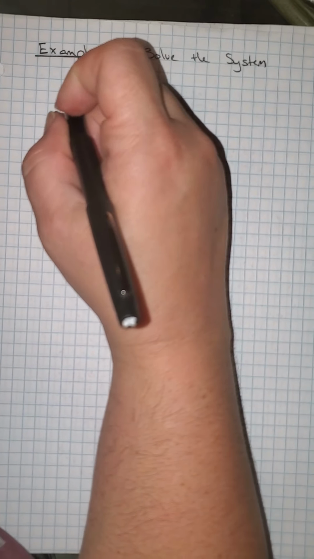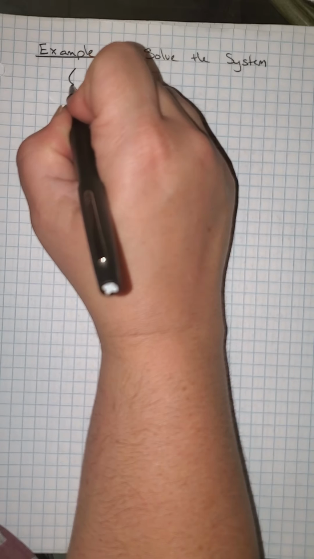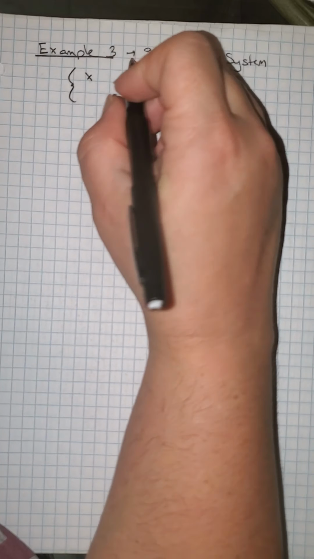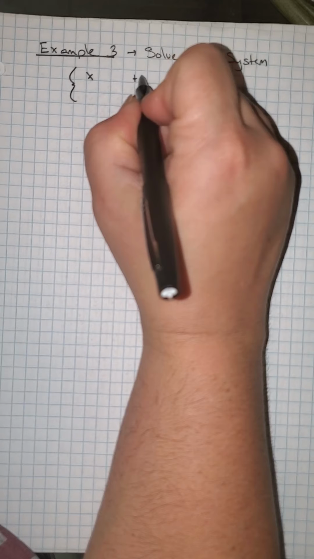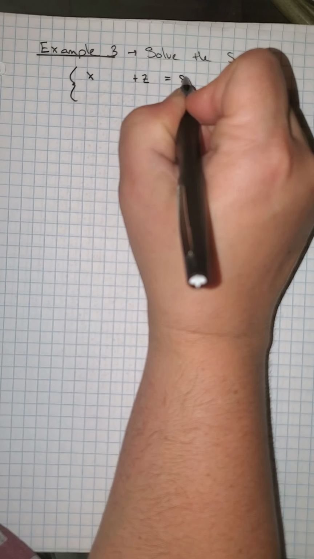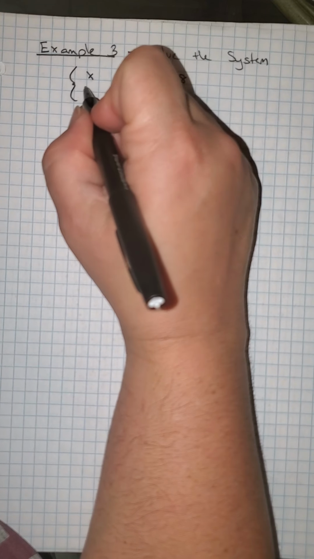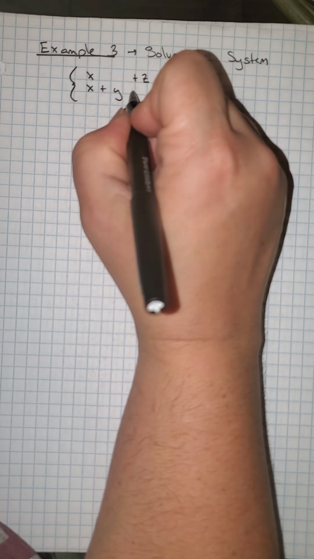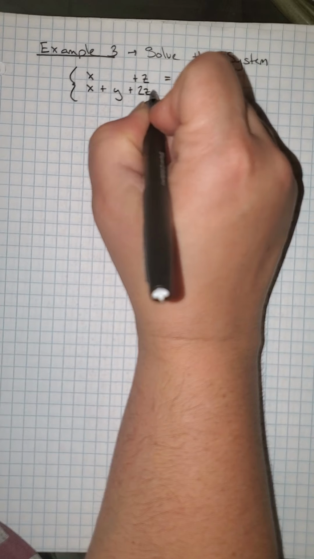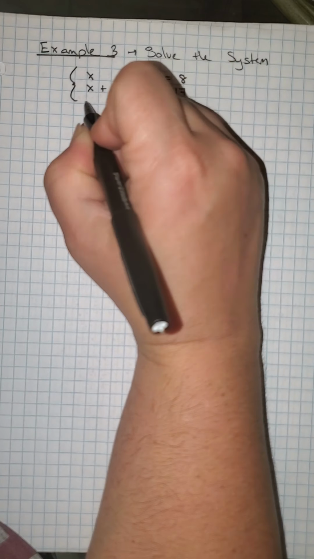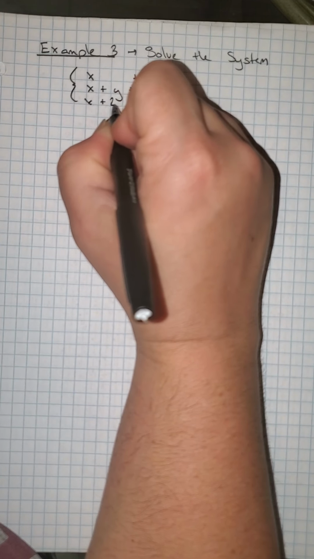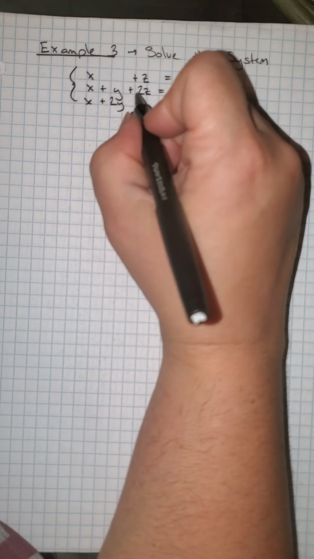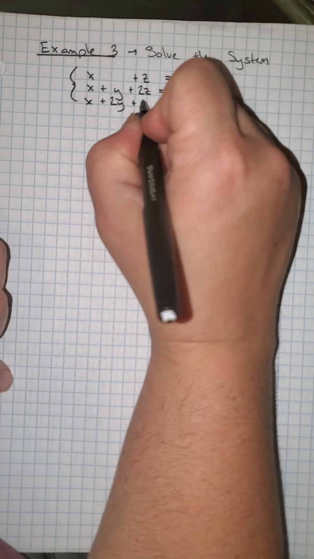All right, for example 3, we have the system of x and then plus z equals 8. It's just typically written with a space there, so I'm going with it. And then we have x plus y plus 2z equals 17. And then x plus 2y plus z equals 16.